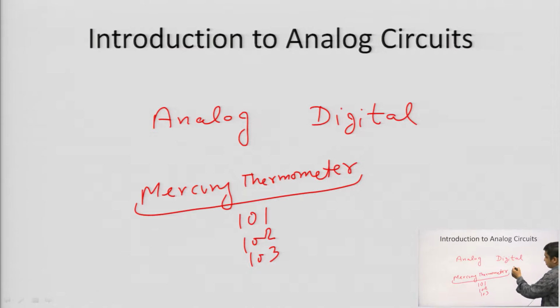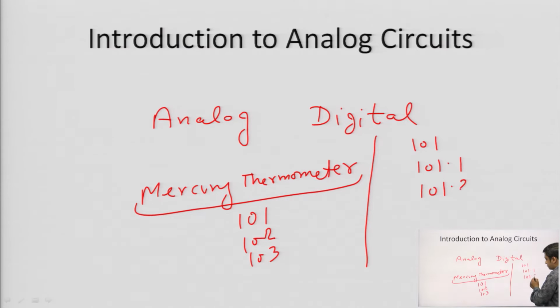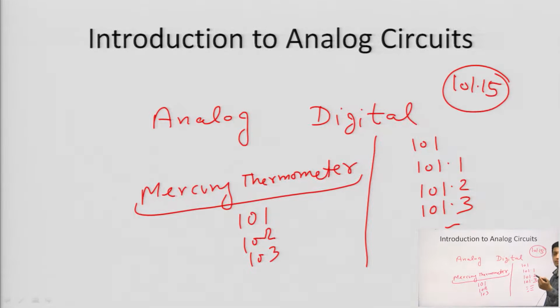But what happens in a digital thermometer? In a digital thermometer, we get readings like 101, 101.1, 101.2, 101.3 and so on. So, the body temperature may be 101, 101.1, 101.2, anything, but it may happen that the body temperature is 101.15, or it may be 101.25. With the help of a digital thermometer, we cannot measure 101.15 or 101.25, right, we cannot measure that.